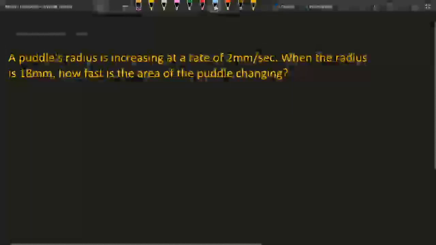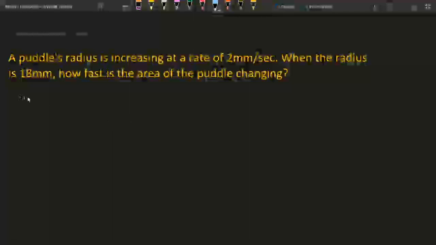So what we know is that we have a puddle. So I'm going to just draw a puddle. Let's draw right here. We have a puddle and the puddle's radius, so the radius is increasing outwards at a rate of 2 millimeters per second. So this is growing at 2 millimeters per second.